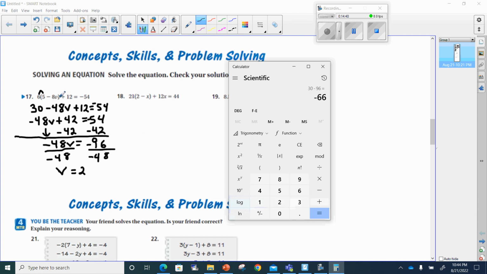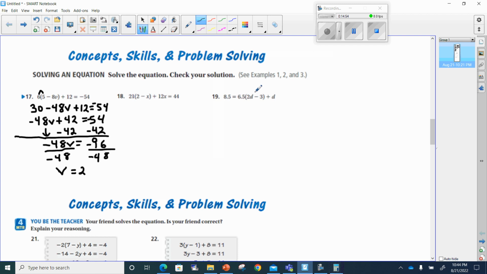And then add 12, negative 54, and look right there. It checks out perfectly. So that worked out nicely. I'm glad I double checked it, and I kind of saw there was something weird about that. All right, let's go to this one over here.